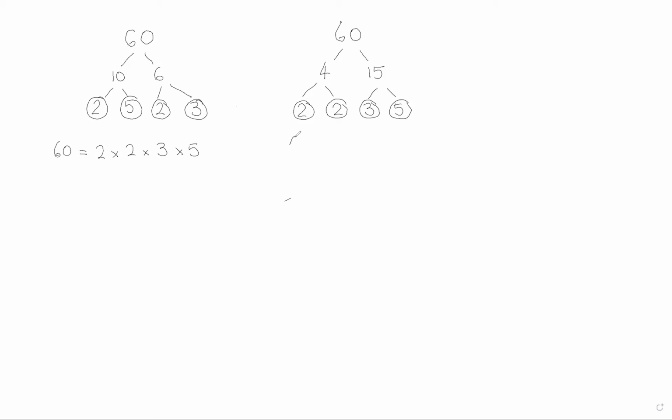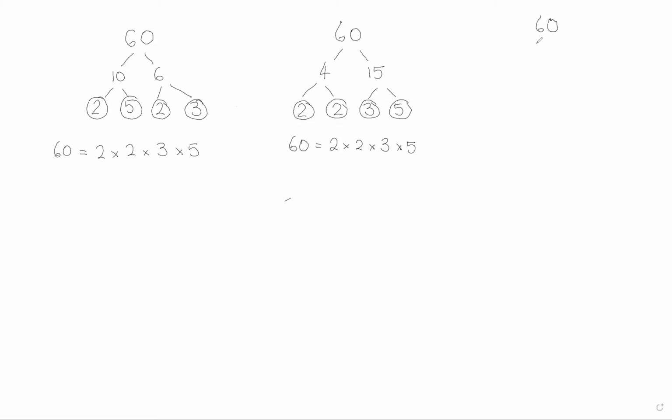And even though my tree looks different, when I get to the bottom of it, I get the same answer. 60 is 2 times 2 times 3 times 5. That's what is meant when we say that every number has unique prime factorisation. It means there's only one way of writing that number as a bunch of prime factors all multiplied together.